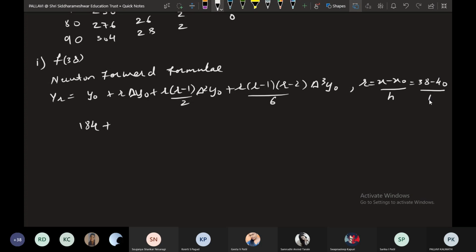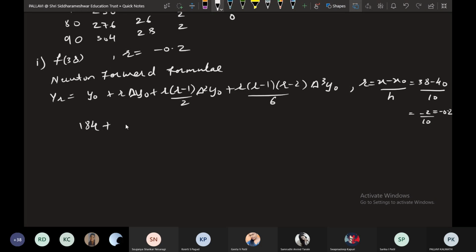38, 34. So how much are you getting? Minus 2 upon 10. Correct. So what will be the value? Minus 0.2. Okay, so for forward, r is equal to how much you got? Minus 0.2.